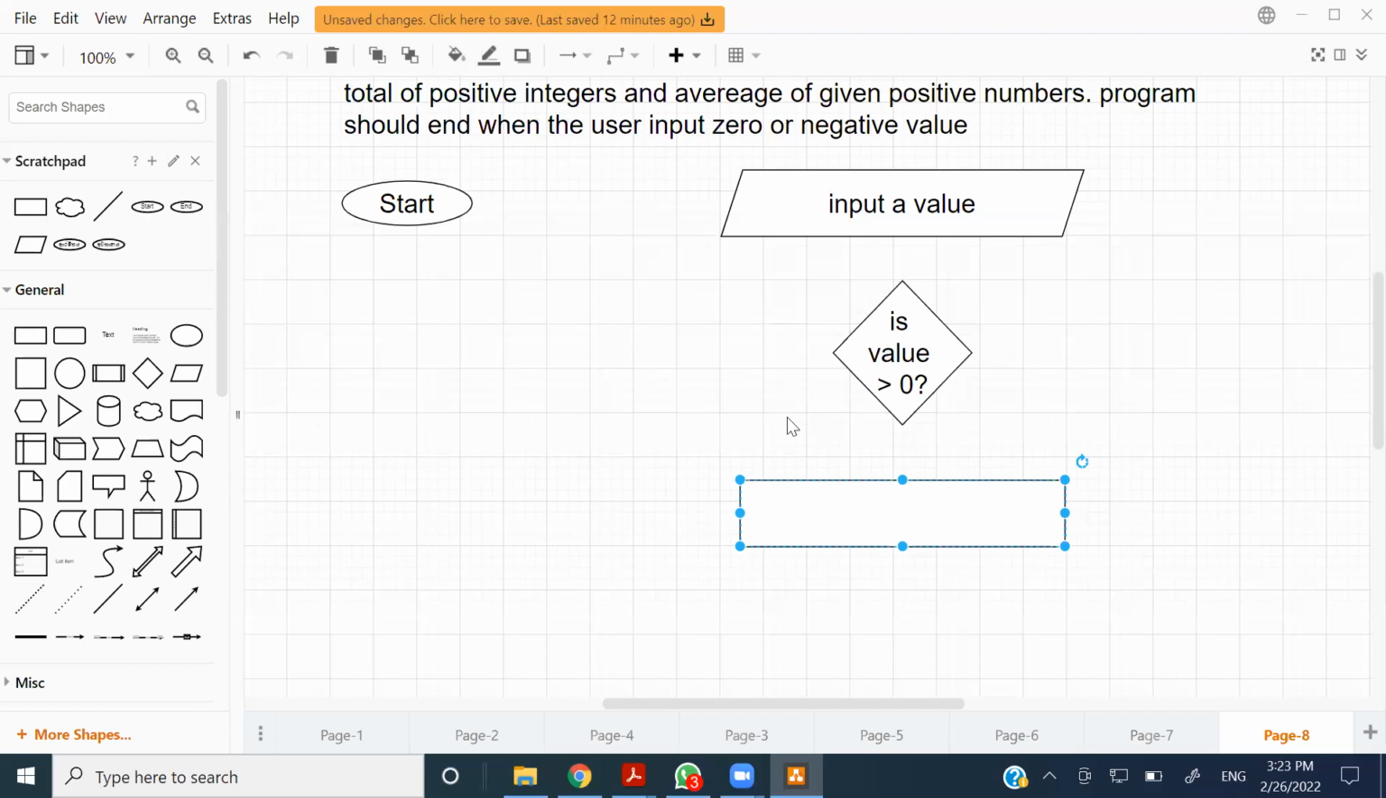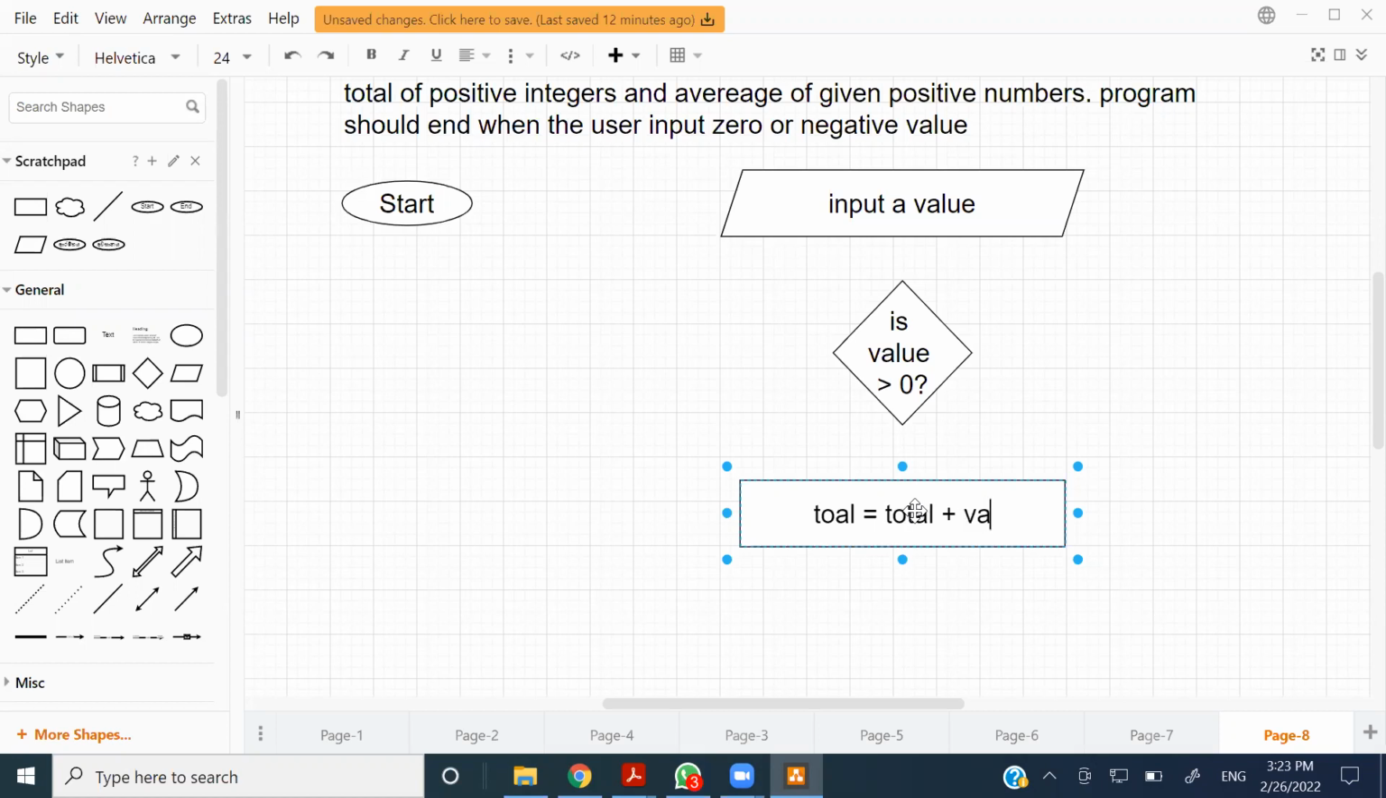Yes, Sanditi, we have to find the total. Yes, Osanda, that's right. We have to calculate the total. How are we going to write it? Over here we are going to say total equals total plus what? Total plus value. Very good. So the total is calculated. Is it enough?